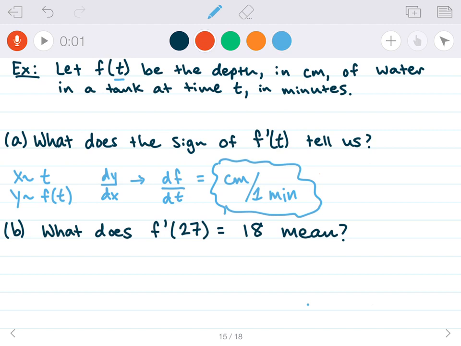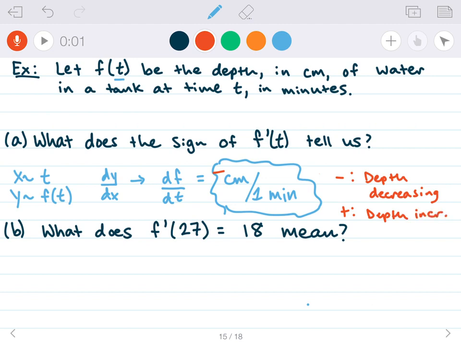And so what happens if it's negative? What is it telling us? Negative centimeters per minute. Well, it's telling us whether the depth is increasing or decreasing. If it's negative, it's going to be decreasing. If it's positive, it's going to be increasing. All right, so that's what the sign tells us.